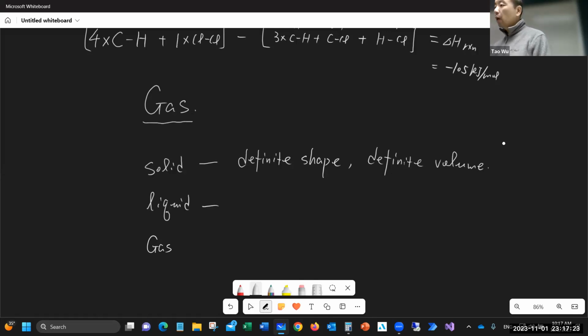But for the liquid, we do have the volume, right? You can measure the volume of a liquid. So the liquid does have a definite volume, but the liquid does not have a definite shape. The shape of the liquid really depends on the shape of the container, right? What kind of container you're holding it in. If there's no container, then that's just a splash, just a little small pond on the ground, right? So the shape of the liquid depends on the shape of the container.